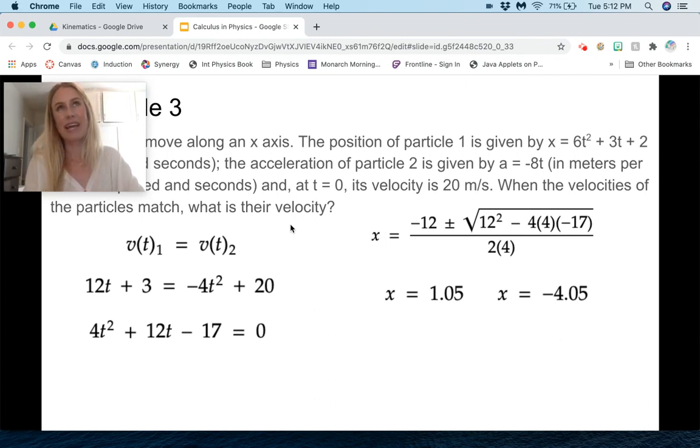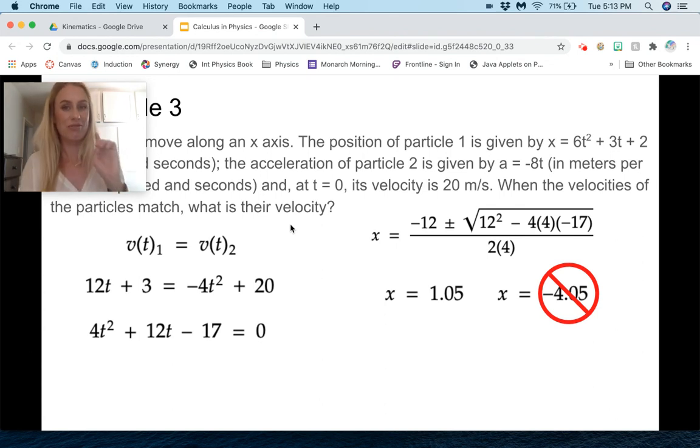Now, it's not like illegal, but a negative time would be like before you hit the start button on your timer. 4.05 seconds before you did that. That is one of the answers. Doesn't really make sense, right? So we're going to throw that one out. We're going to use the time of 1.05 seconds. So are we done? Is that our answer?